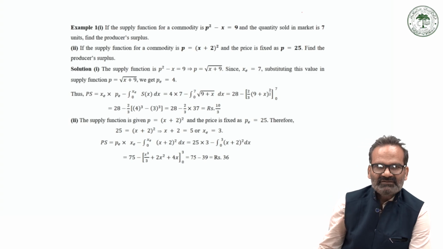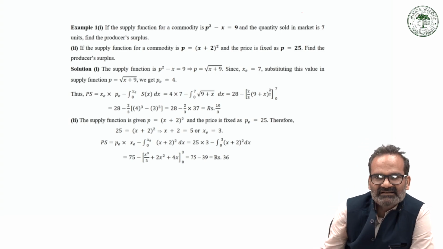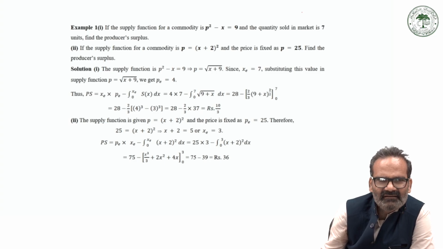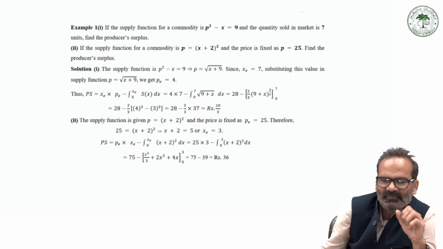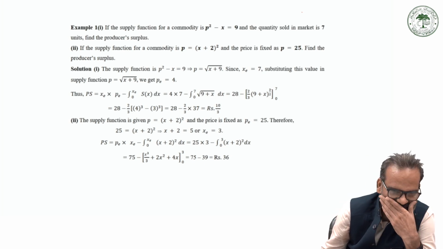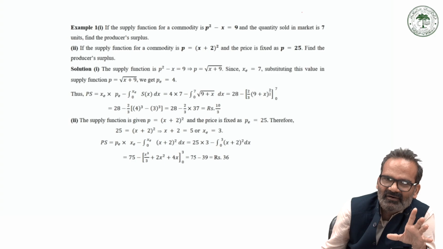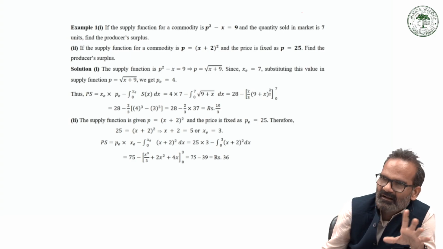If the supply function for a commodity is p square minus x is equal to 9 and the quantity sold in the market is 7 units, find the producer surplus. Look at this. Before proceeding to the numerical questions, the pattern for finding out the consumer surplus as well as the producer surplus is almost the same.